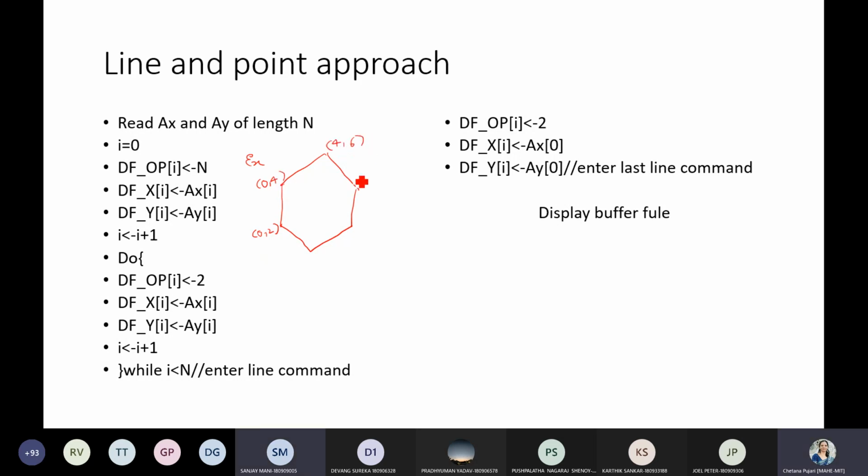What does DF stand for? It's a display buffer file. Okay, D and F. I'll come to that. I'll just finish this.